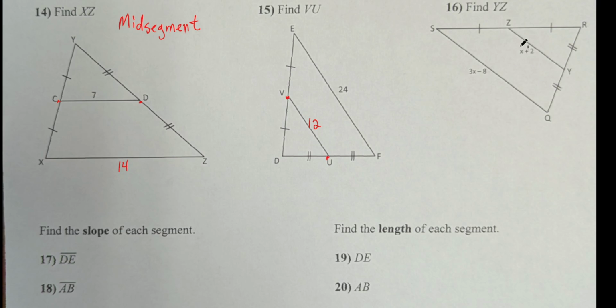What do we got here? This is half of this. Or you could say that SQ, that longer side, is twice as big as the shorter side. So let's write that. SQ is twice as big as ZY. So SQ is 3x minus 8, and it's not equal to x plus 2. They're not equal to each other, but this one is twice as big as this one. So how do I do twice as big? 2 times x plus 2. See what I did? That was the key to this problem, setting it up correctly.